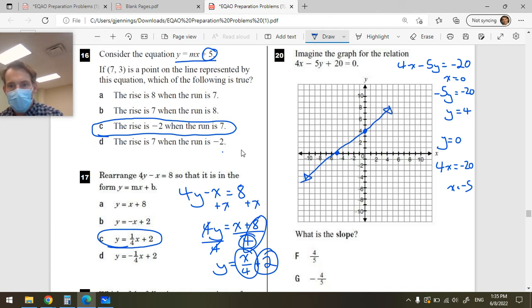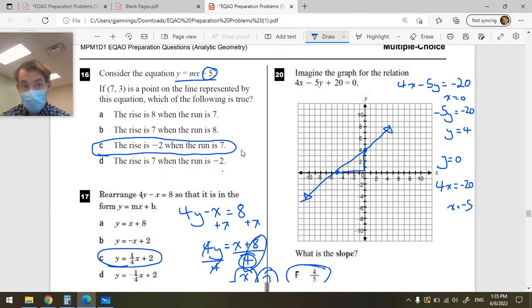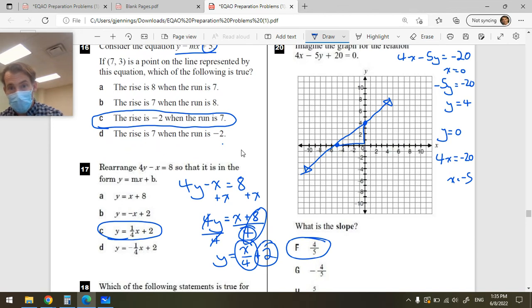And then I can see the slope here. It's run 5, rise 4. There it is. Run 5, rise 4. I didn't have to graph it to do that. I can also do it this way.